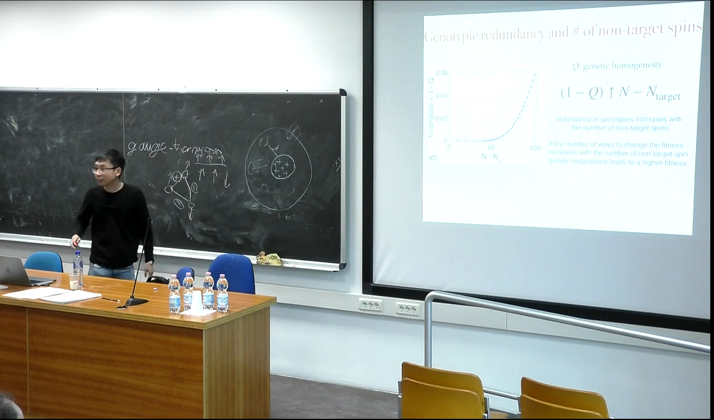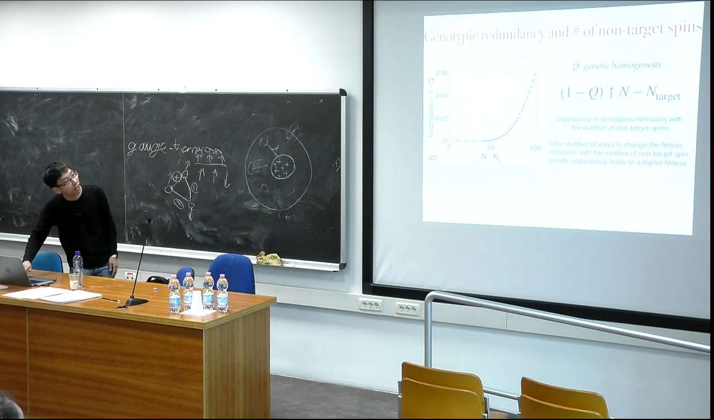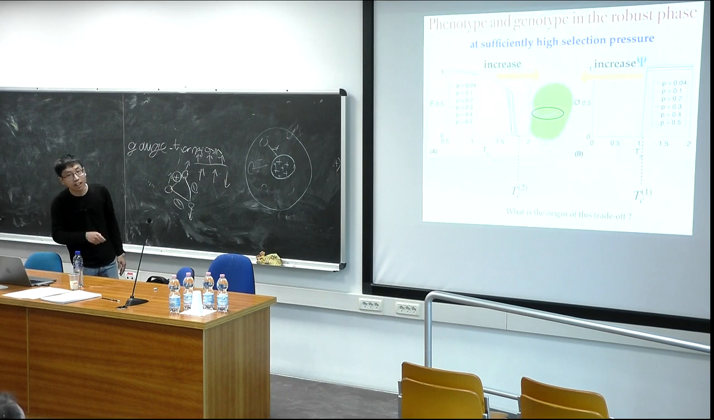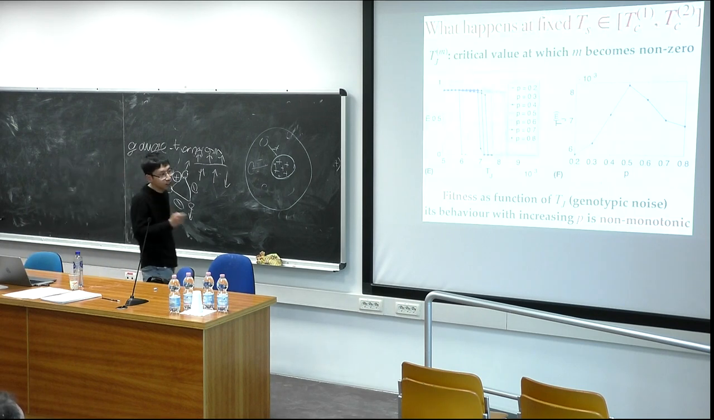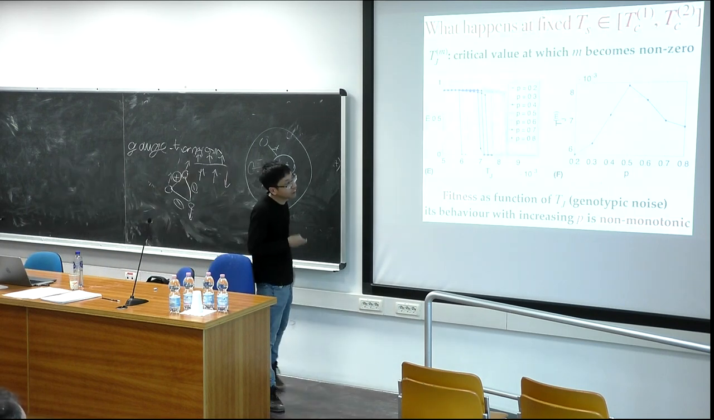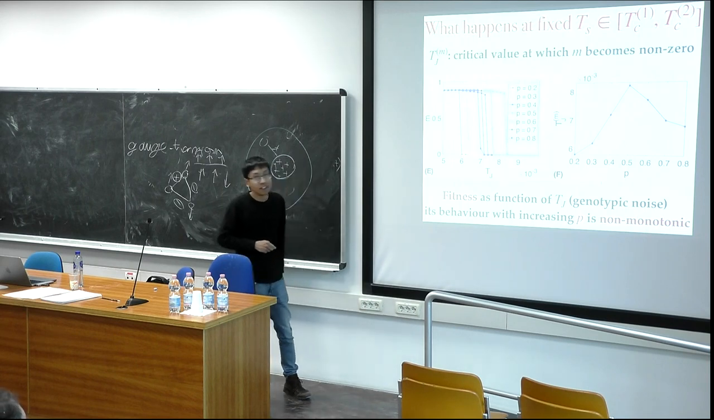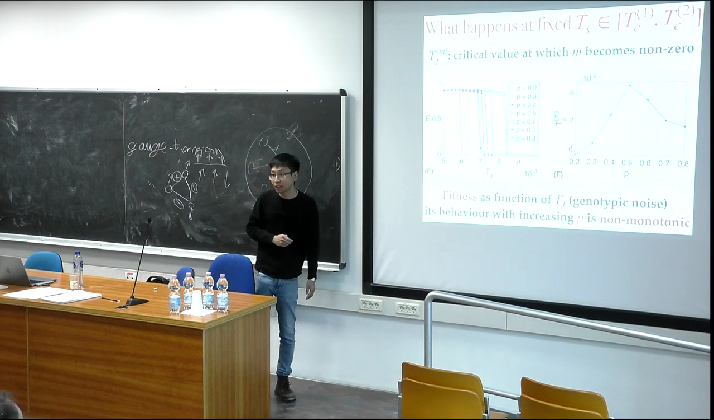So this is just an intuitive explanation for why this kind of trade-off relationship happened. Okay, so another point we also want to explain here is that so far I just explained the dependence of the fitness and the Q as a function of the TS, so the phenotypic noise.